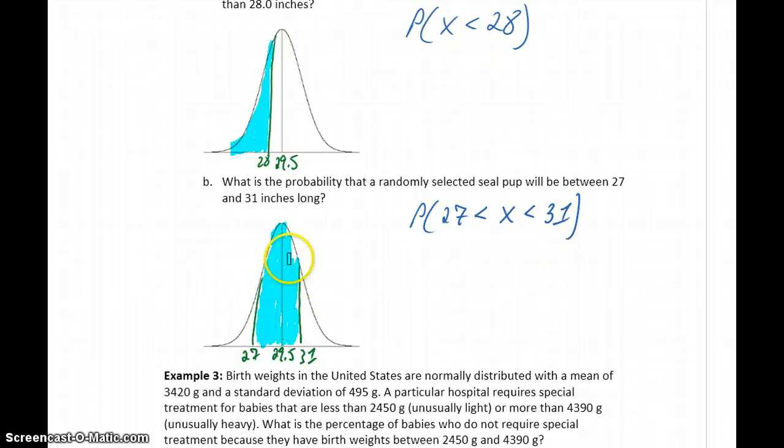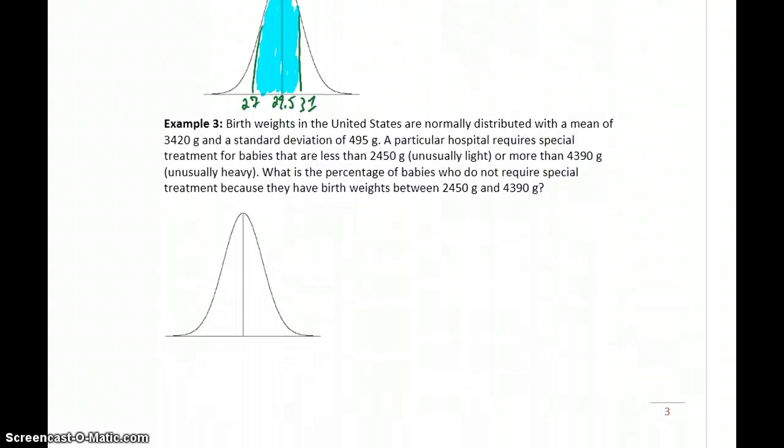So drawing these pictures is going to be helpful if you can visualize what this looks like, because when we pull up the normal calculator in StatCrunch, it's going to generate this picture for us along with the probability statement that we input. So it'll be a way to verify and just make sure that what you're calculating matches up with what you should actually be calculating in the problem. In example 3, we have birth weights in the United States, which are normally distributed, with a mean of 3,420, a standard deviation of 495.